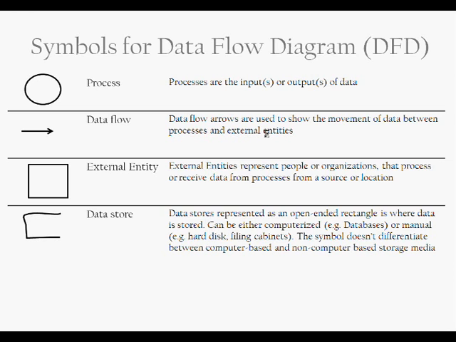Process. Processes transform inputs into outputs of data. Data flow. Data flow arrows are used to show the movement of data between processes and external entities. External entity. External entities represent people or organizations that send data to or receive data from processes, from a source or location.